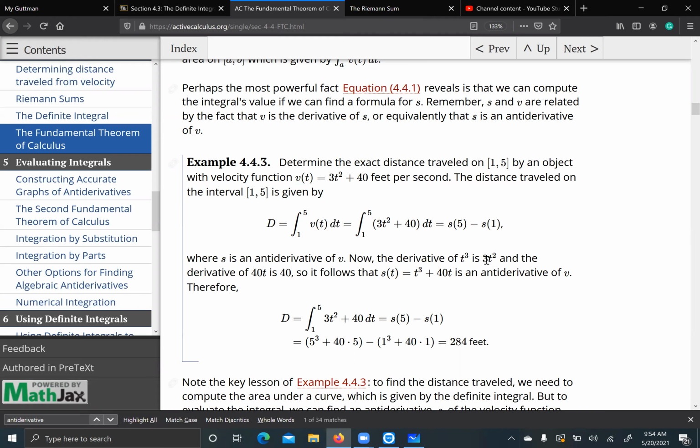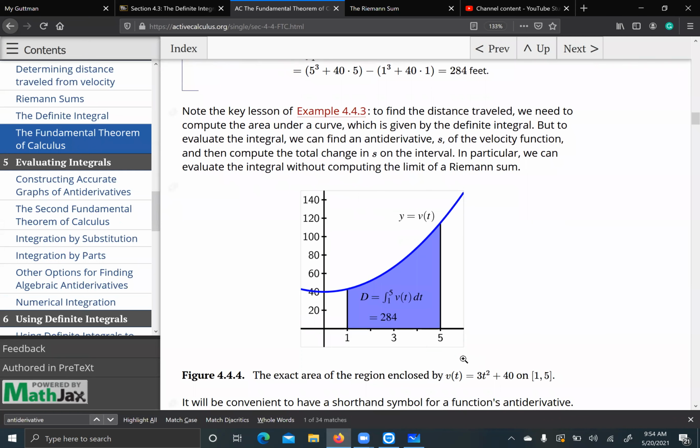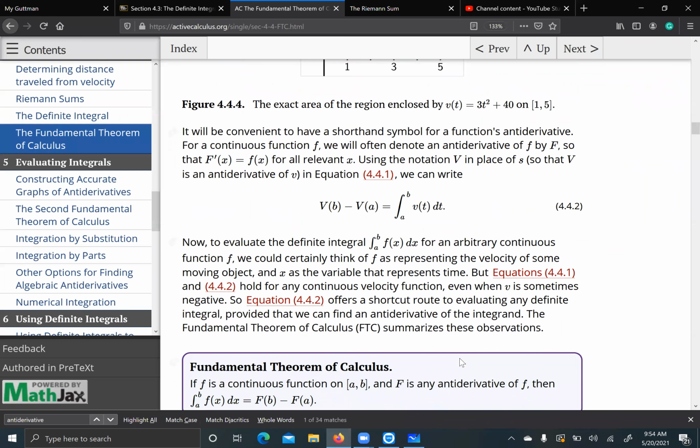The antiderivative of 3t squared is t cubed. The antiderivative of 40 is 40t. So this is going to be the position function. Now just evaluate it at 5 and then at 1 and then subtract them. 284 is the answer. So I think you got the idea.